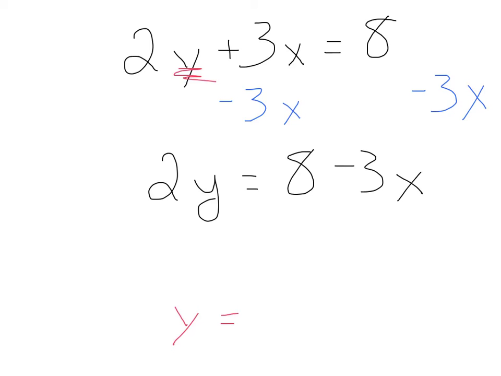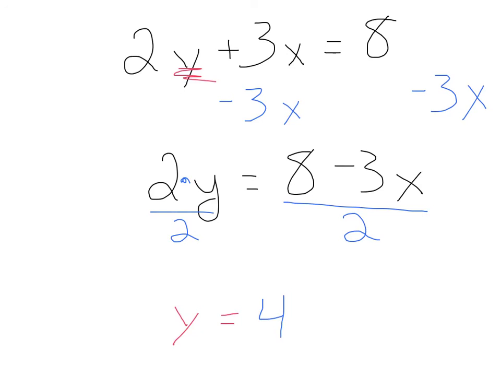Now I still have the 2 times y, so I need to get rid of that 2. So I'm going to divide both of my sides by 2. I'm going to divide the left hand side by 2. I need to divide the right hand side by 2. Now there are 2 terms on the right hand side, so I'm going to have to divide each of them by 2. So on the left hand side, 2y divided by 2 is going to leave me with that 1y again. Now on the right hand side, I'm going to treat each of these 2 terms separately. So 8 divided by 2 is going to leave me with 4.